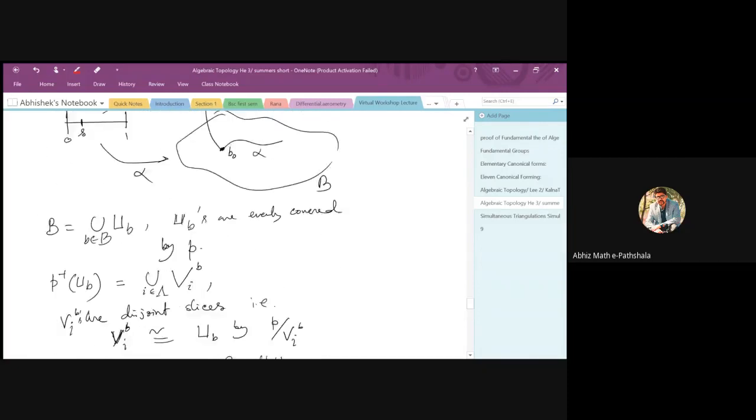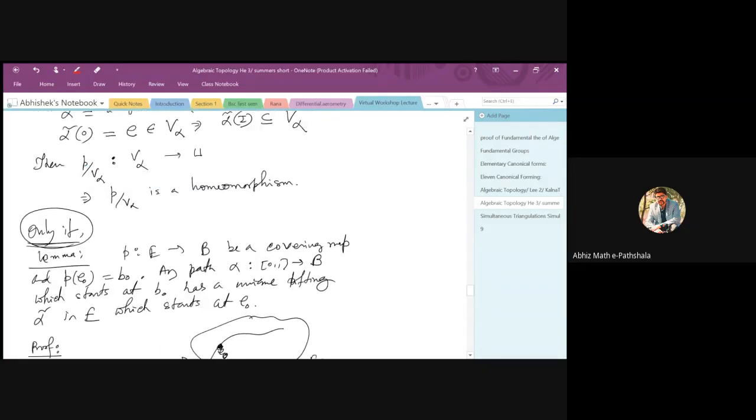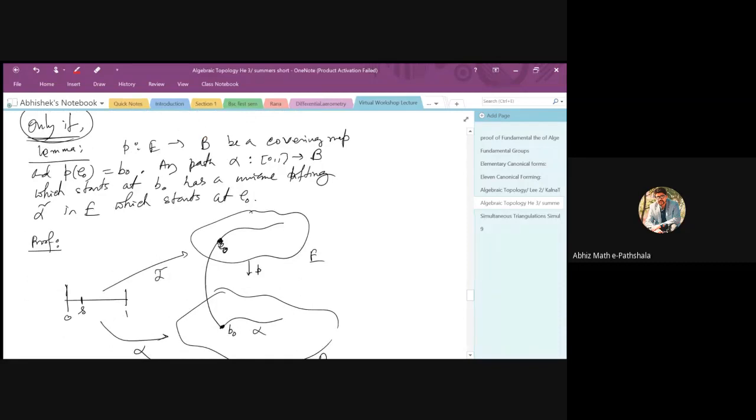And not only that, while proving this theorem, I have already proved this lemma. This is an important one. That is, if you have a covering map from a space E to B, and suppose you fix a point e naught which goes to b naught, then any path alpha which starts at b naught must have a unique path lifting alpha tilde in E which starts at e naught.